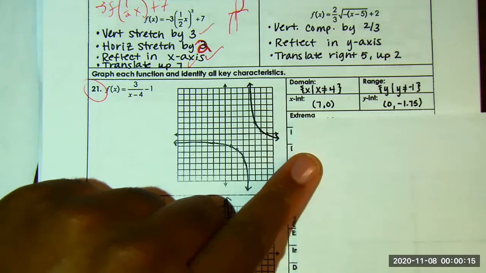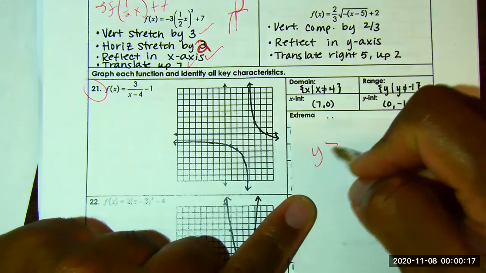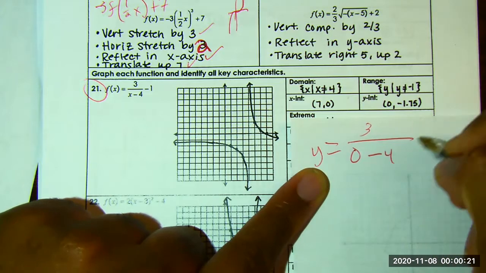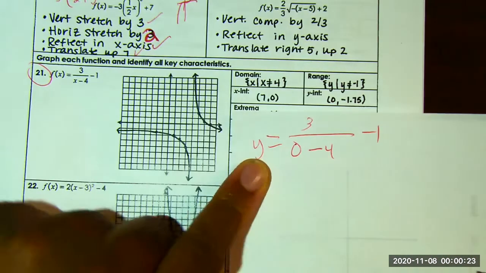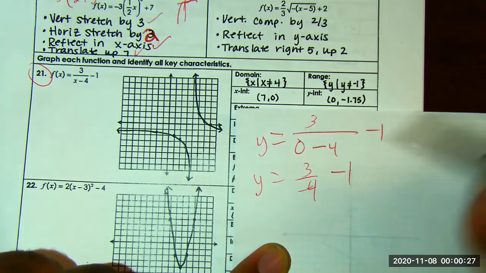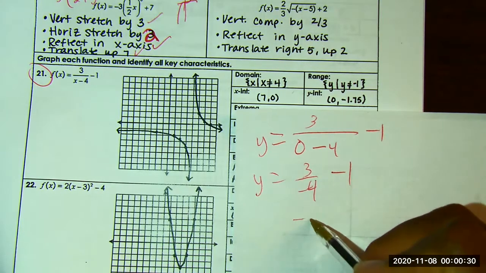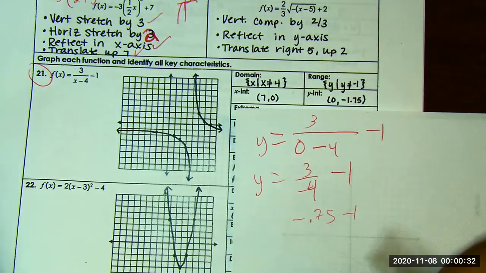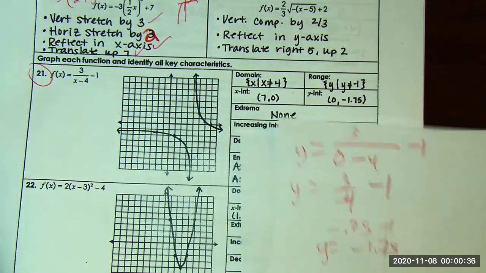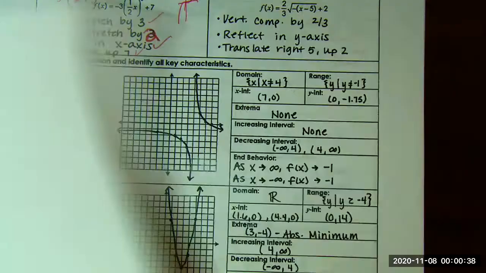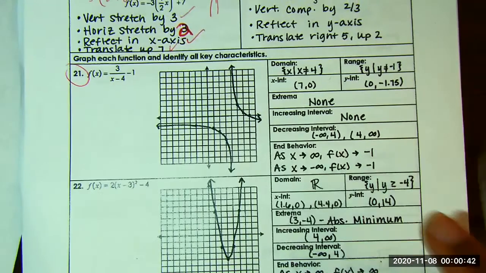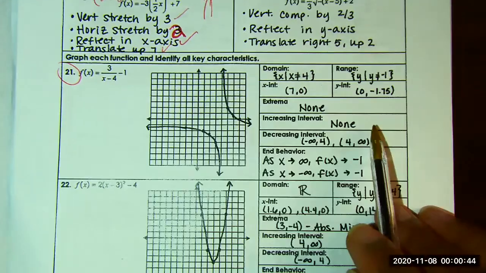So if they're asking what the y-intercept is, what does y equal when x is 0? So I'm plugging in 0 minus 4 minus 1 when x is 0. Y equals 3 over -4 minus 1. -0.75 minus 1, -1.75. When x is 0, that's where they get -1.75 from. Hopefully, I mean, this is y-intercept, people. That's, again, pre-algebra and algebra 1 level stuff.